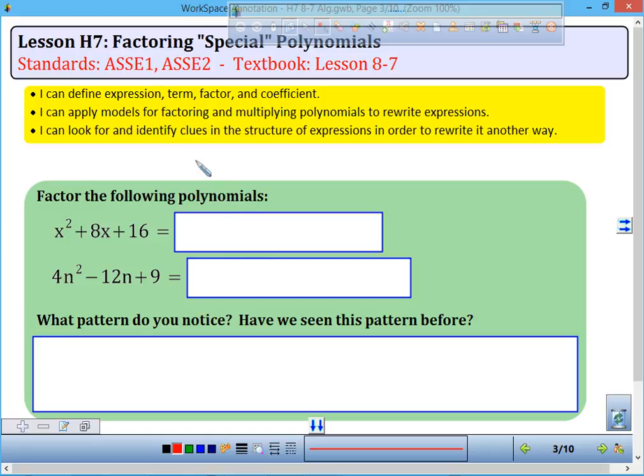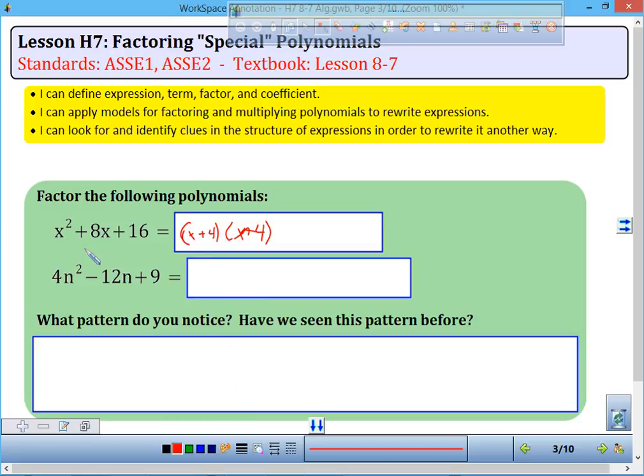So if we factor the polynomials just like we did with lesson 6, multiply a times c and find factors of 16 that add to give you 8. Well, 4 times 4 is 16, and if you add 4 and 4, that's 8. So you have x plus 4 and x plus 4.